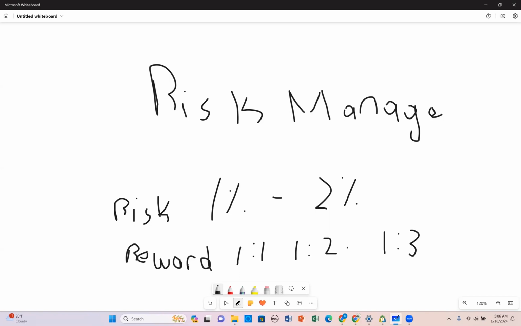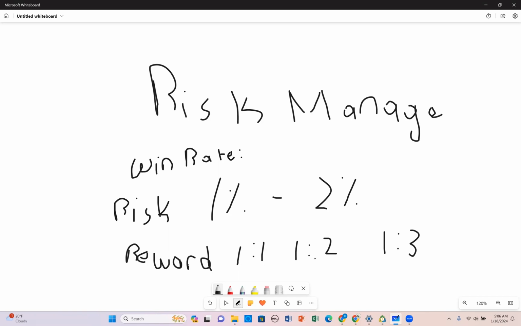The last part of all this, I almost forgot, is your win rate. And you're probably thinking, how does win rate come into risk management? Win rate is important because you might have a 1 to 1 and be hitting 60%. Same strategy, same system.